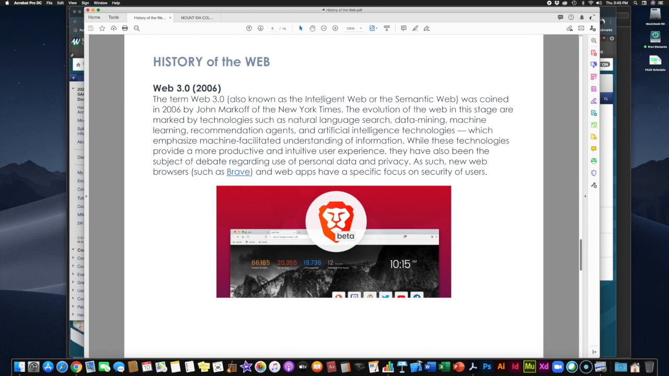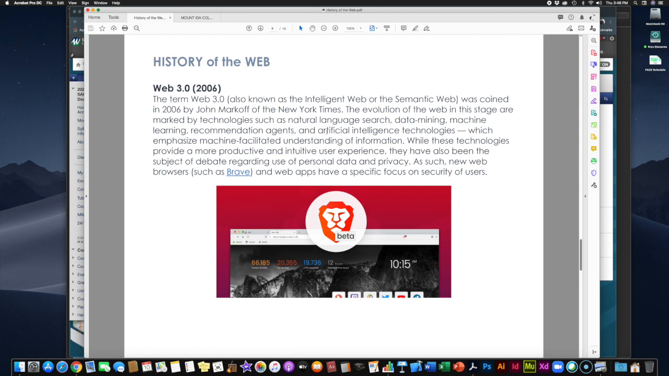So a certain amount of artificial intelligence was being developed to help search through dense databases for information based on more simple language. Data mining became a thing, where companies started paying attention to what people were doing on the web and were able to examine and analyze the data that was being put together. Machine learning, recommendation agents, and of course, like I said, artificial intelligence technologies began coming into being in 2006.